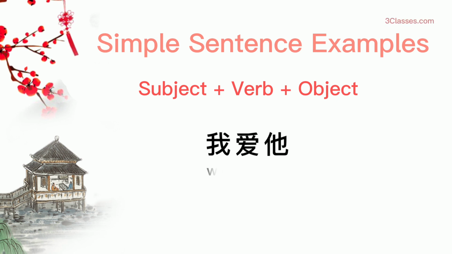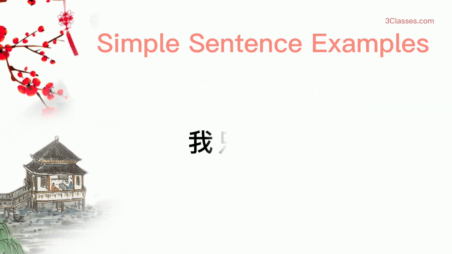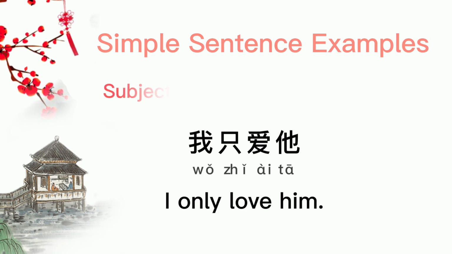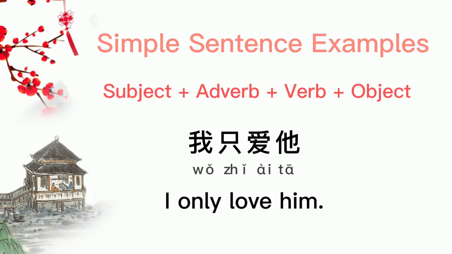Firstly, 我爱他. I love him. This sentence is made from subject, verb, and object. 我只爱他. I only love him. This sentence is made from subject, adverb, verb, and object.